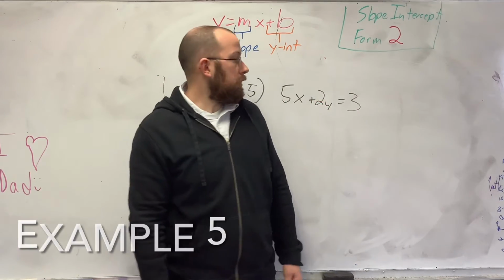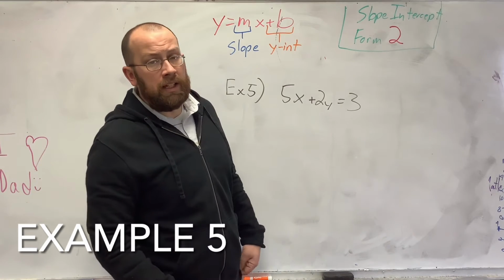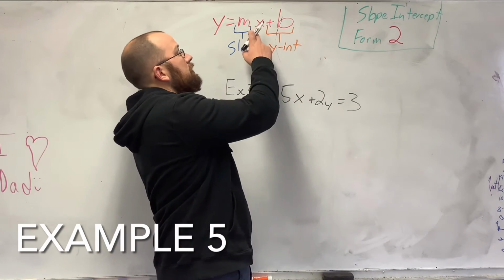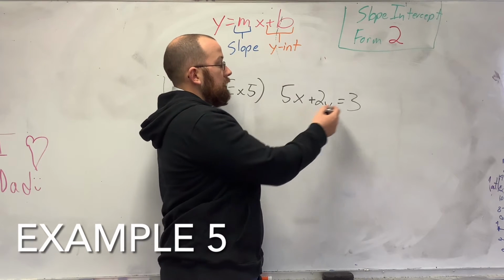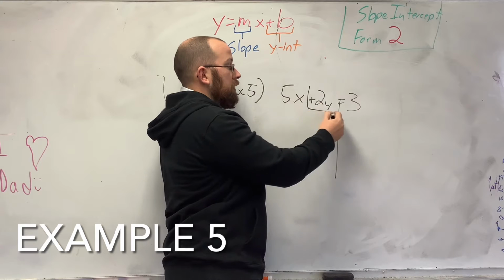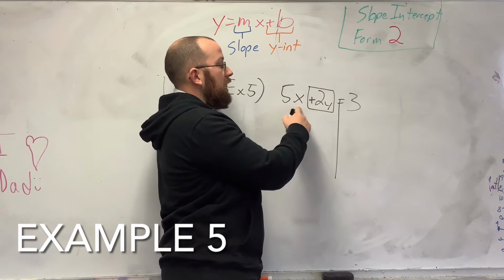All right, here's another one. I just want to show you manipulating it again. You have to be able to manipulate these to get them to this slope-intercept form. So again, I get rid of what's outside of this right here first. So that's my 5x right there.